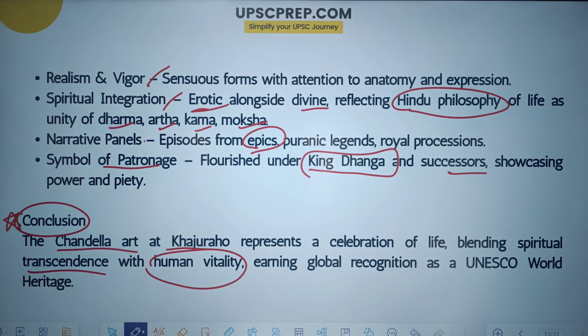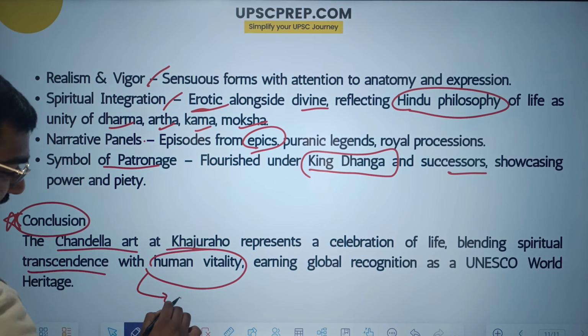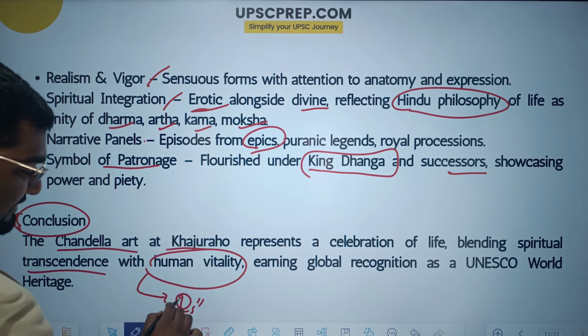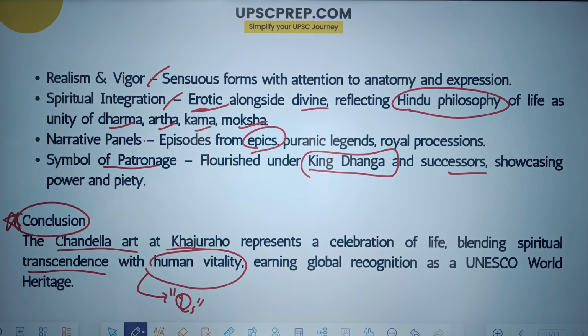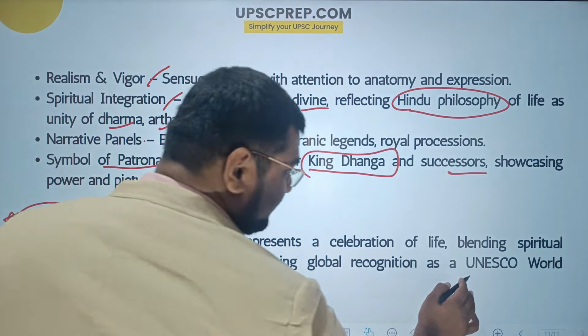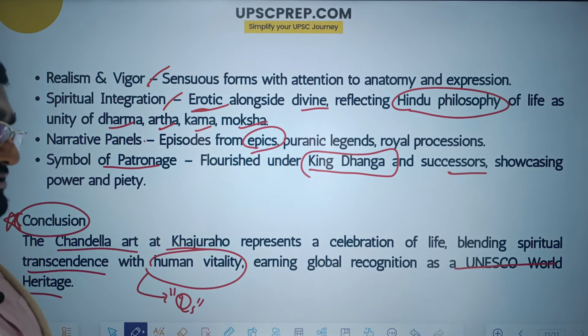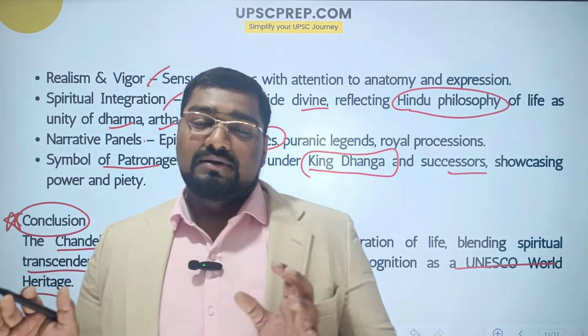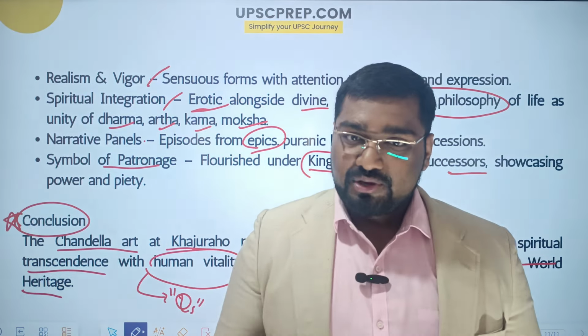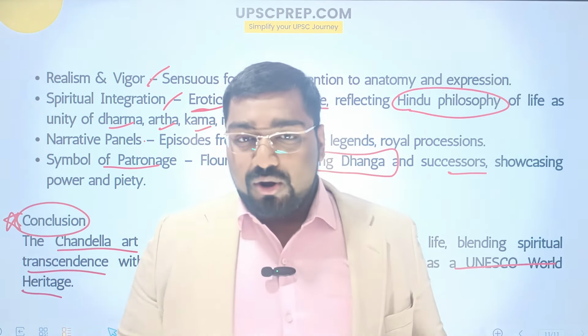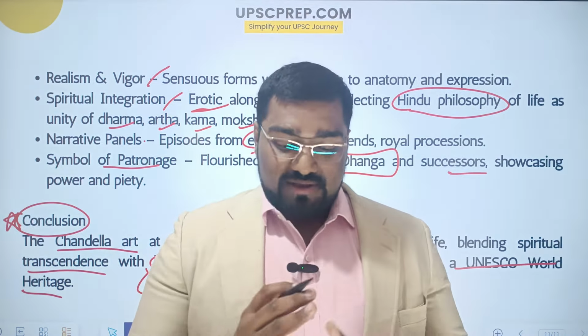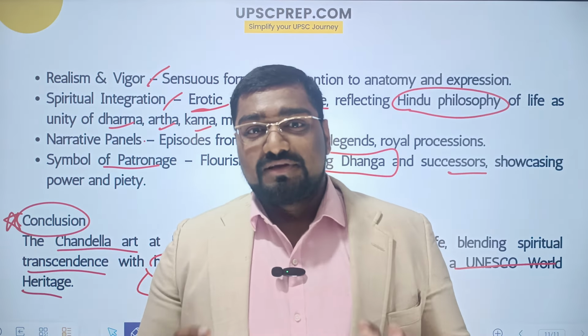So what we have done here is utilize the keywords from the question itself, in the intro and in the conclusion, right? And you can also talk about the UNESCO World Heritage status associated with the Khajuraho temple complex, okay? And that is all with respect to the discussion of ancient, medieval and art and culture questions of Mains 2025.